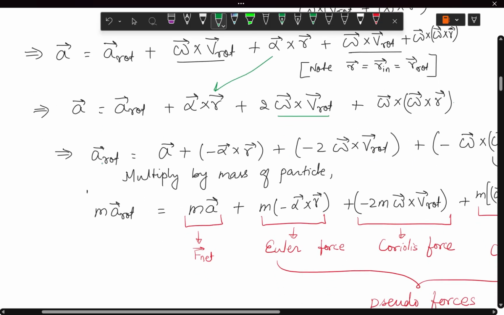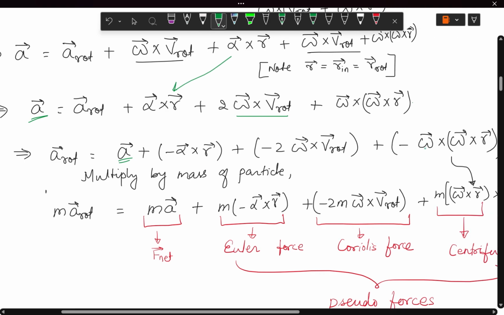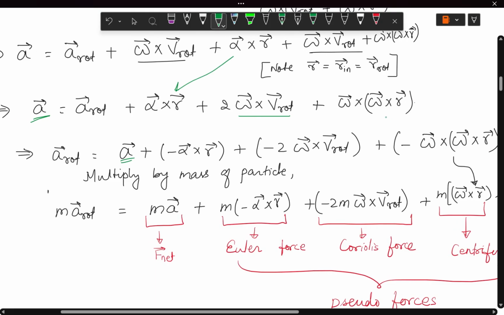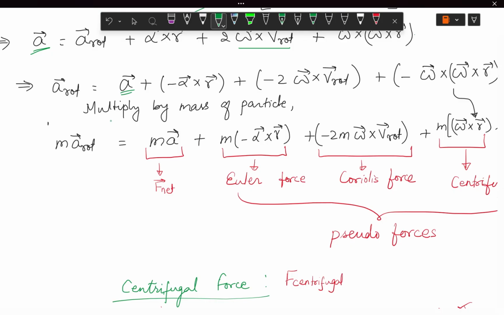So now I'm checking this AROT, the acceleration of the particle with respect to the rotating frame, is equal to the acceleration of this particle in the inertial frame, and then take all these terms to the left side. You will be getting minus alpha cross R minus 2 omega cross VROT minus omega cross omega cross R we have, right? So I have taken them to the left side. And then what I have done over here is to multiply by the mass of the particle, because we are interested in writing Newton's second law, the dynamics of the particle. So mass times acceleration with respect to the rotating frame is equal to mass of the particle times acceleration in the ground frame, in the K frame, right? And this is nothing but the net force acting on the particle. These are all real forces, right?